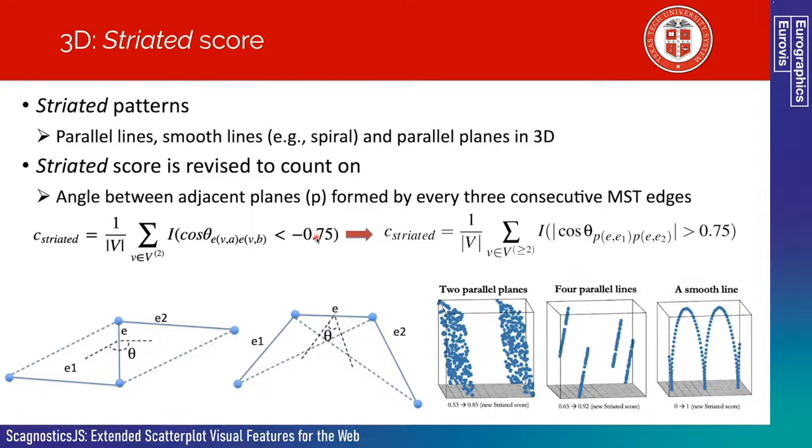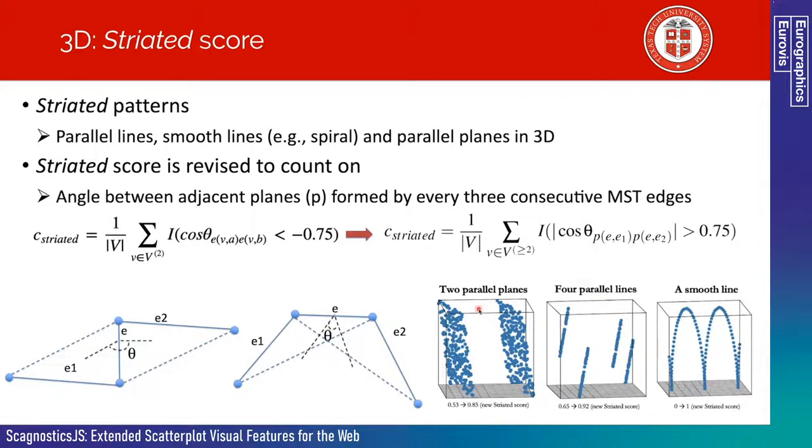However, in 3D, between the plane consecutive edges, we also consider the cases in which the cosine of theta is greater than 0.75 as well. That's why we need to use the absolute signs over here. To clarify this case, we add three examples over here: two parallel planes, four parallel lines, and a smooth line.